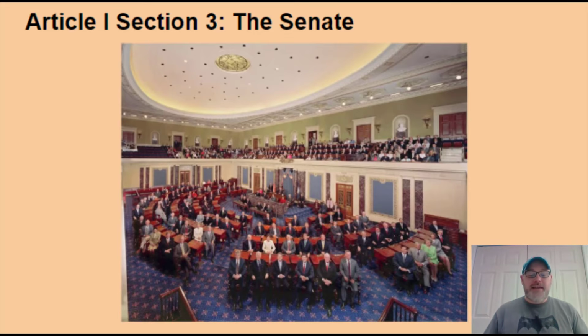The technical head of the Senate is the Vice President of the United States. But the Vice President only votes on laws if there is a tie on something.